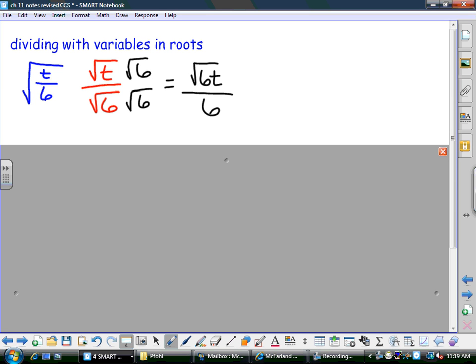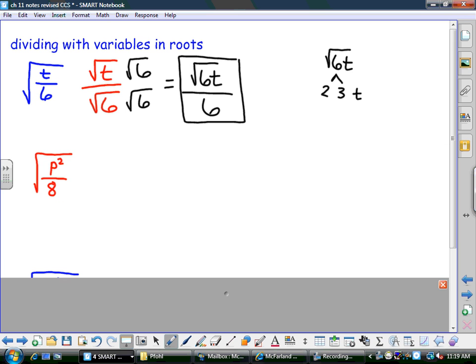Now we would want to check and see if we can break apart and simplify the square root of 6t. But when I look for pairs, there aren't any. The 2 and the 3 aren't a pair, and the t doesn't have any pairs with it either. So this one's done. It's the square root of 6t over 6.